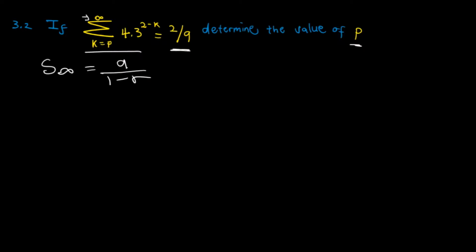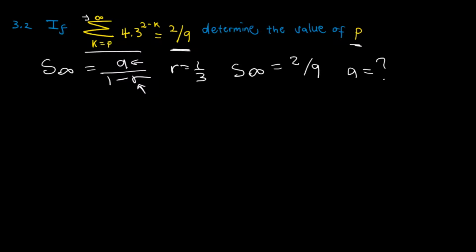But we need to first identify the value of a, right? What is the value of r? Sorry. The value of r is given by 1 over 3, which is what we calculated in the previous question. And the sum to infinity is equal to 2 over 9, right? So we need to identify the value of a for us to be able to work around finding the value of p.